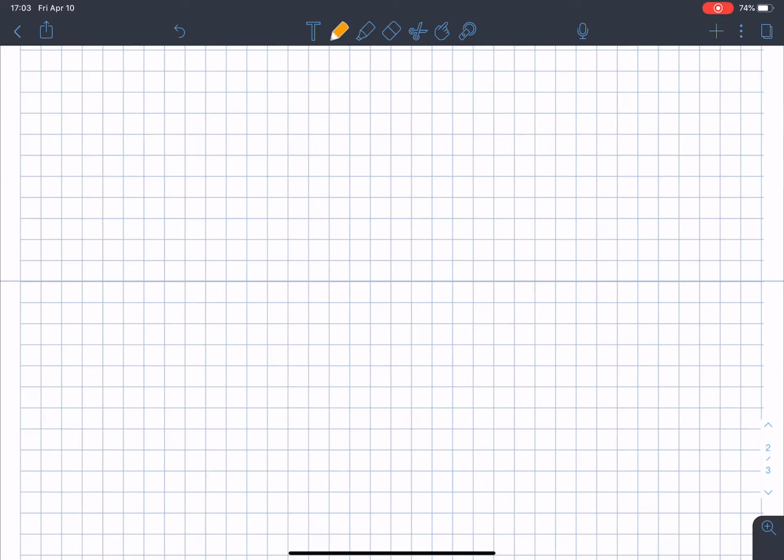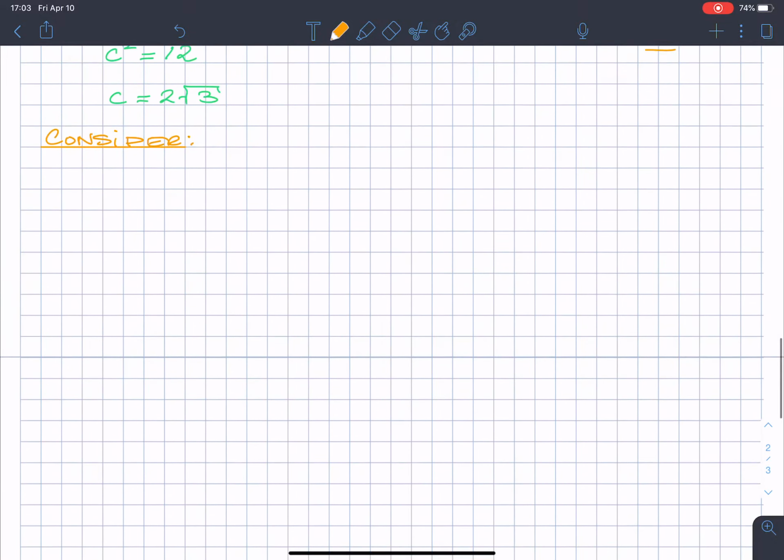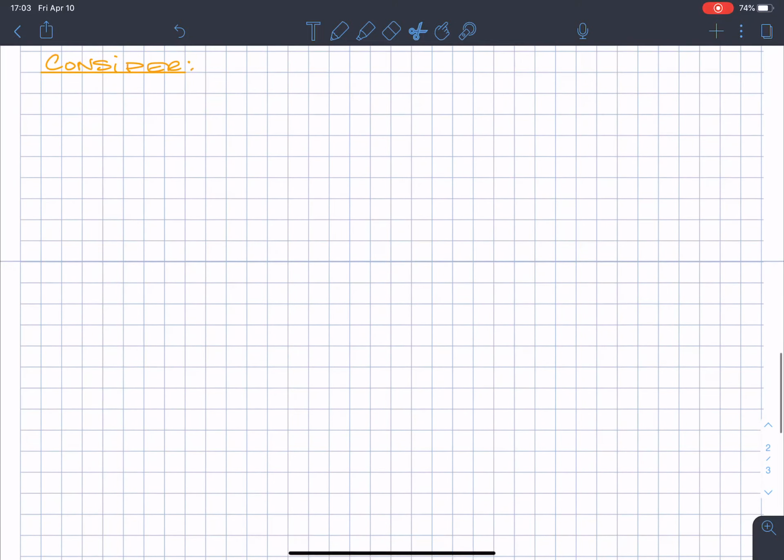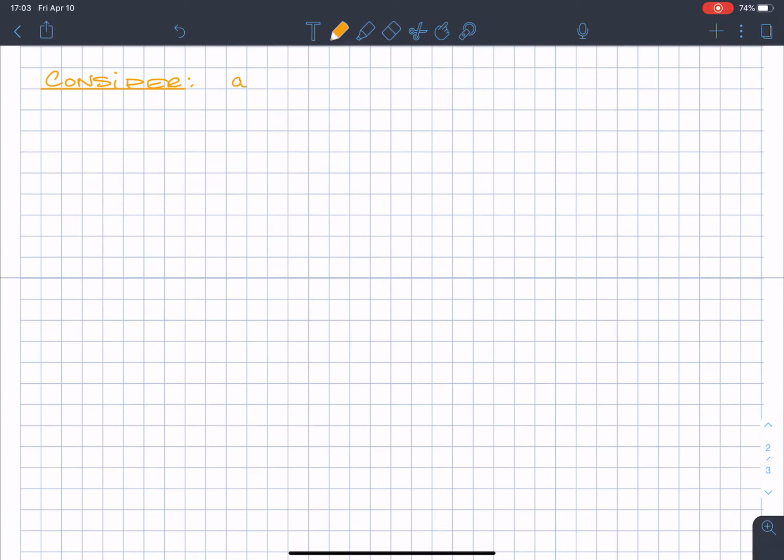Okay, so continuing with section 7.2, let's consider, well, we know that the first, actually, let me move this down a bit. The law of cosines states that a squared is equal to b squared plus c squared minus 2 times b times c times cosine of angle A. So let's isolate cosine of angle A.